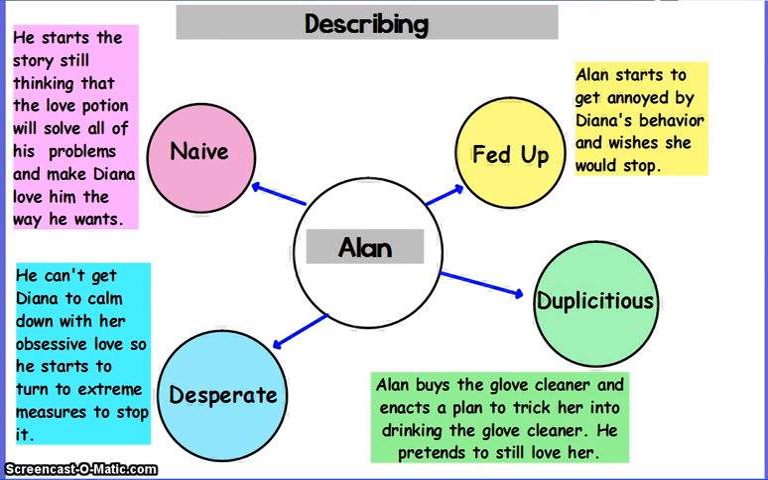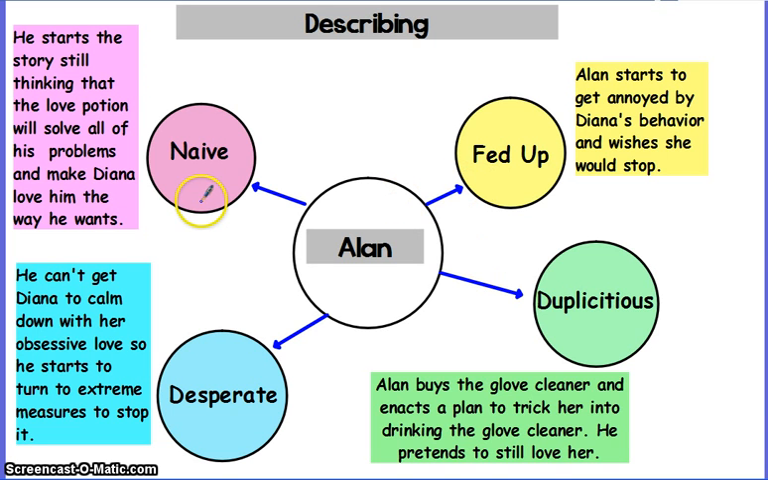If I make one for my Chaser narrative, then I'm going to put Alan in the center, and I'm going to choose the first storyline, where Diana becomes really obsessive and Alan gets fed up and he ends up poisoning her. So in the beginning of my story, he's going to be naive because he still believes that the love potion is a good thing. And then eventually, he's going to become fed up when she starts to become really annoying. He's going to become desperate, and that's what's going to drive him to go get the glove cleaner. And then finally, he's also going to be duplicitous because he's going to end up tricking her.